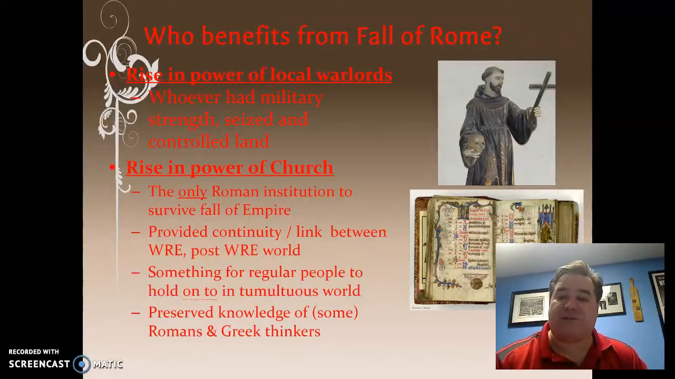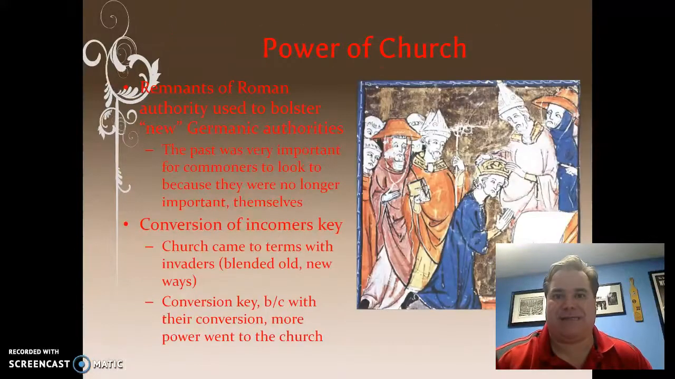The church also preserves knowledge of some of the Roman and Greek thinkers. We talked about this when we talked about Greek philosophy. There were certain philosophers that were a little bit more favorably looked upon by the Catholic Church, and thus their stuff was preserved. Otherwise, books often ended up in the fire. They're great kindling. If you were illiterate, a book was kindling.